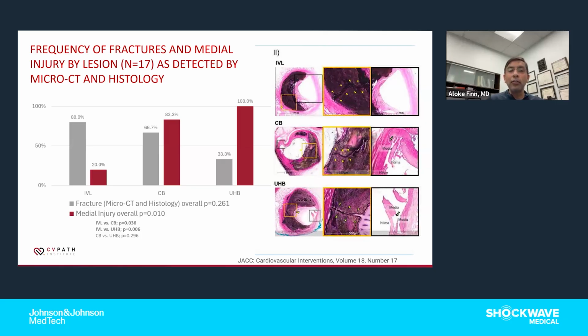And you can see those fractures also went along with medial injury, and in some cases, just medial injury itself, as you could guess here by looking at the graph. And ultra-pressure balloon was the least successful in inducing calcium fracture, and it also induced the most medial injury. All lesions treated with ultra-pressure balloon showed evidence of medial injury. Medial injury was significantly different between IVL and cutting balloon, and IVL and ultra-high pressure balloon.